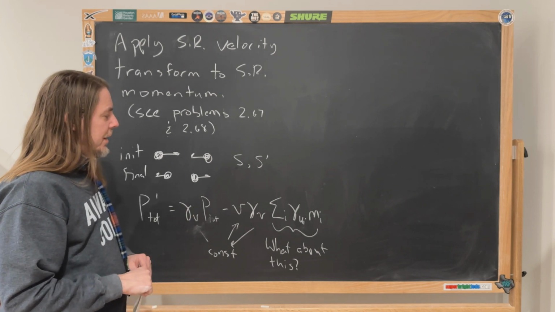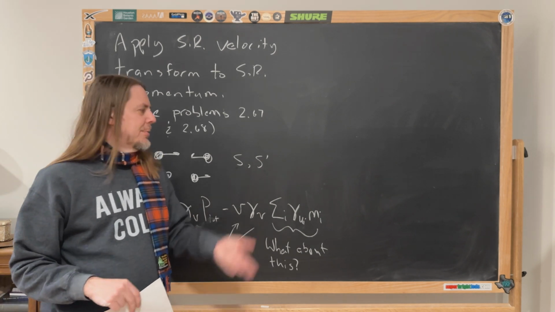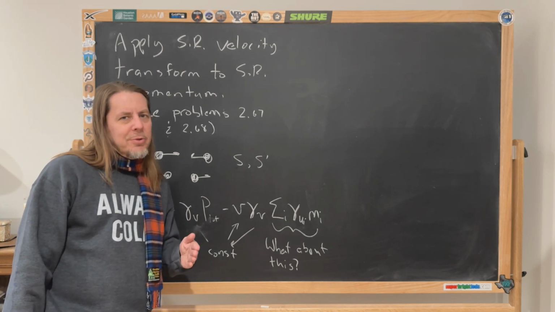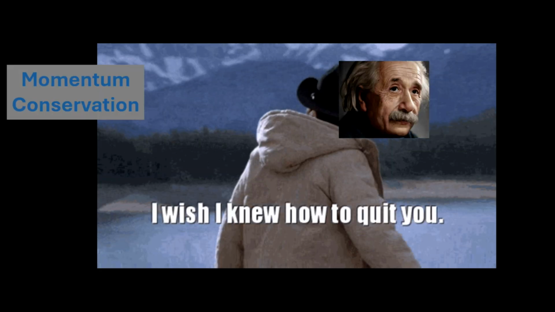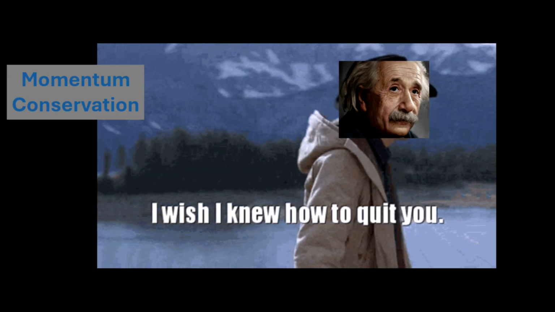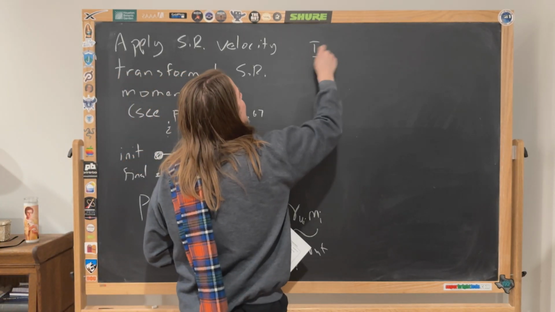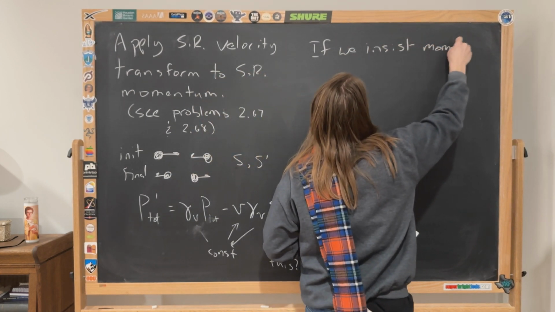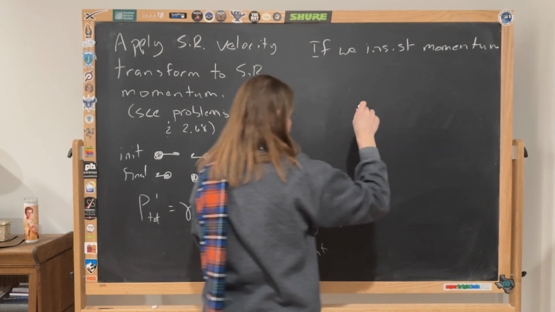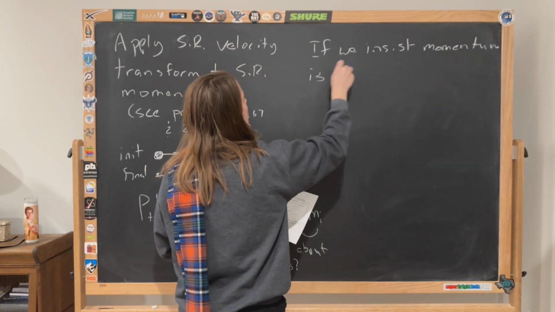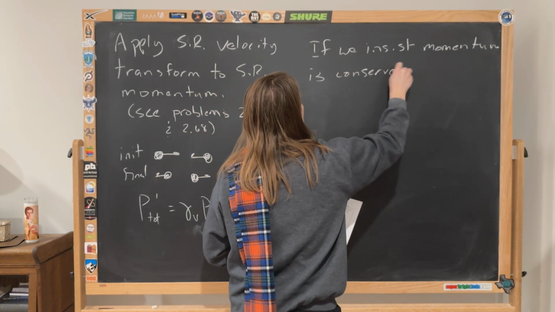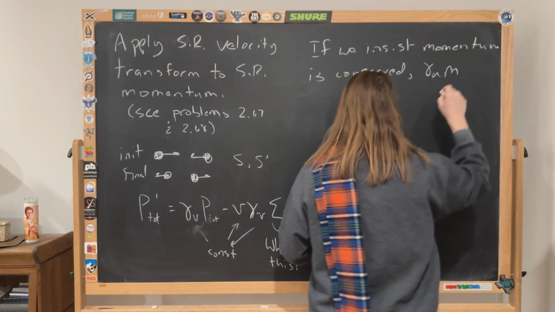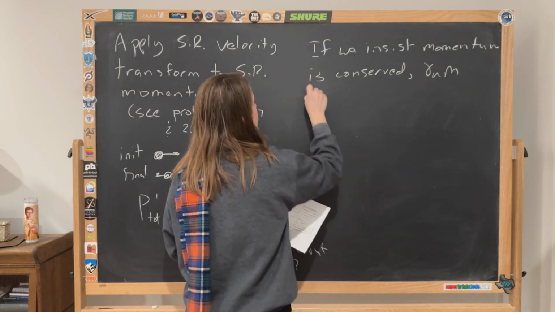So that's bad. You would think the answer might be, oh, well, maybe momentum just isn't conserved in relativity. Physicists have a little trouble with that. Momentum has to be conserved. There's lots of reasons, symmetry or something. So if we insist momentum is conserved, which we do, then gamma u times m for every particle must also be conserved.